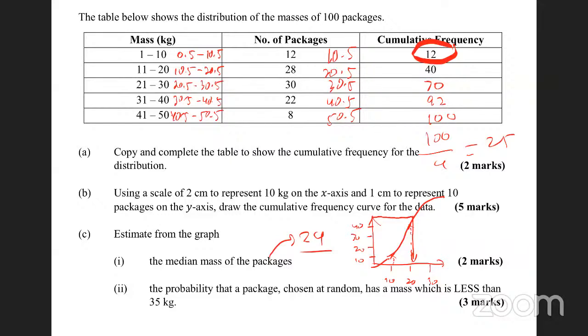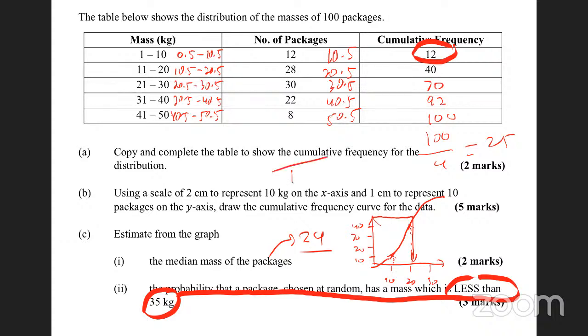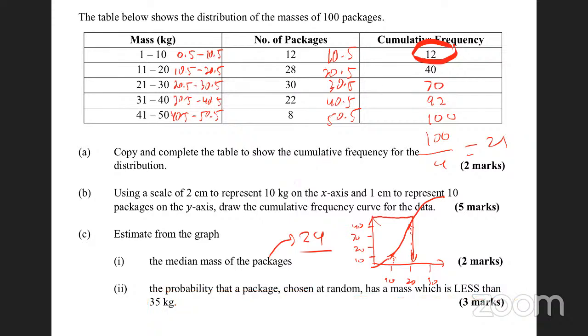And last part. Find the probability that a package chosen at random will be less than 35. How do you figure out how many is less than 35? So for the probability, what's the total number of packages? 100. But how many packages are less than 35? How are we doing that? Any ideas? So you want to get the mass that corresponds to less than 35. Now you have to go the other way around.